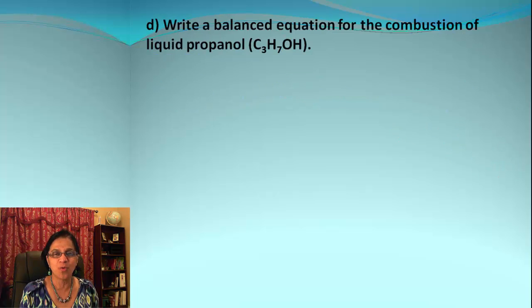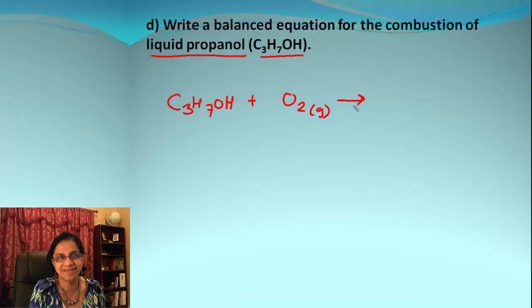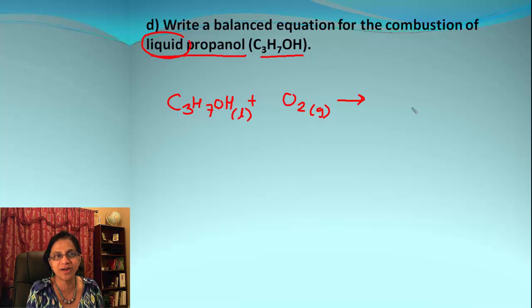Let's work on one final problem of combustion. And what are we burning in this question? It is liquid propanol, and the formula is given. So let's write down C3H7OH, and you know it, the reactant should be oxygen, and that's a gas. Propanol is given to us as liquid, so let's write down that liquid, and the products must be carbon dioxide and water vapor.